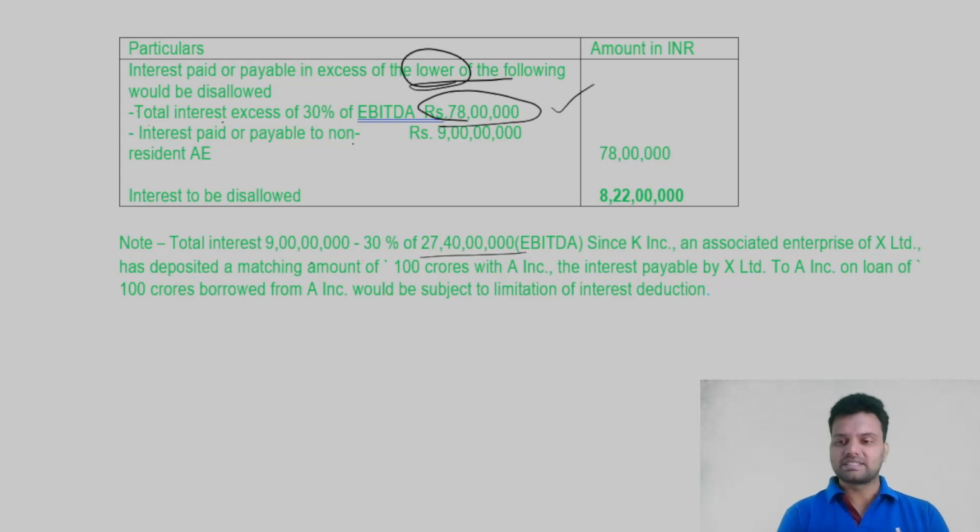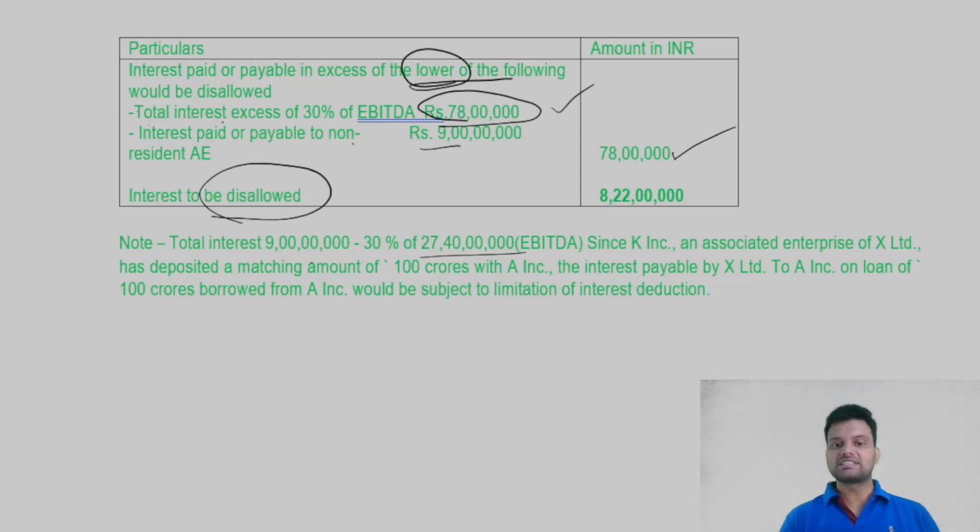Now, the actual interest paid to its associated enterprises is 9 crores. The condition is whichever is lower. That means 78 lakhs is allowed as a deduction. And the interest to be disallowed is the differential: 9 crores, that is the actual interest, minus the allowed interest of 78 lakhs. The remaining interest of 8 crore 22 lakhs will be disallowed. This disallowed amount can be carried forward up to 8 assessment years. Okay, this is the provision and this is the application.